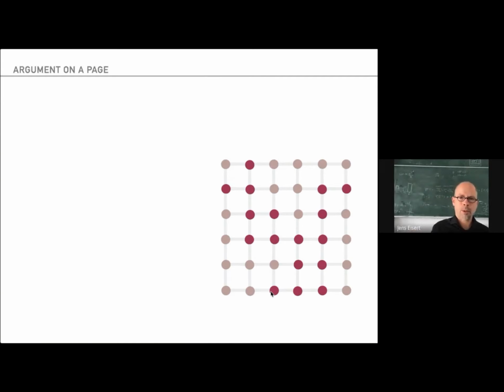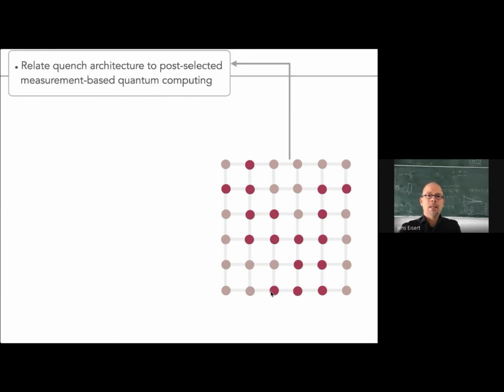So the thing is, it's a 2D setting. There's no conditioning, no gates, no circuits, no nothing. But what is true is that this quench architecture can be related to a post-selected measurement-based quantum computing scheme. Yeah, so there's no quantum computing, but in fact, one can see that the output is as if one had done a measurement-based quantum computing scheme with measurements in the XY plane. So the statistics you get is the same as this scheme.